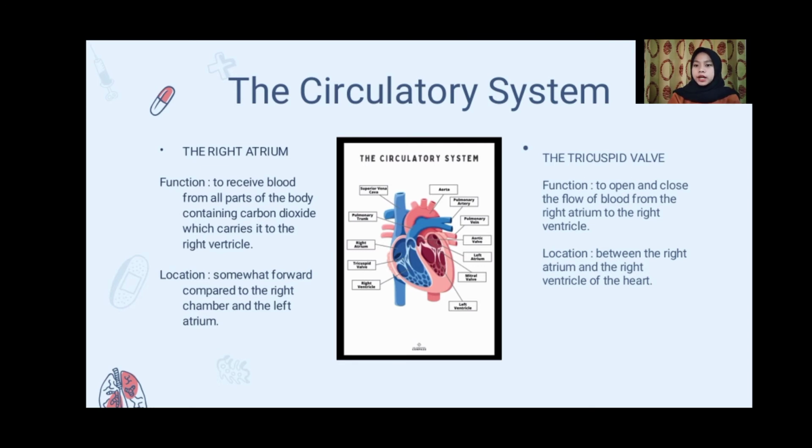And the next is the tricuspid valve. The tricuspid valve is located between the right atrium and the right ventricle of the heart. The valve opens when the atria contract to pump blood into the ventricles, and closes when the ventricles contract to prevent blood from flowing back into the atrium.